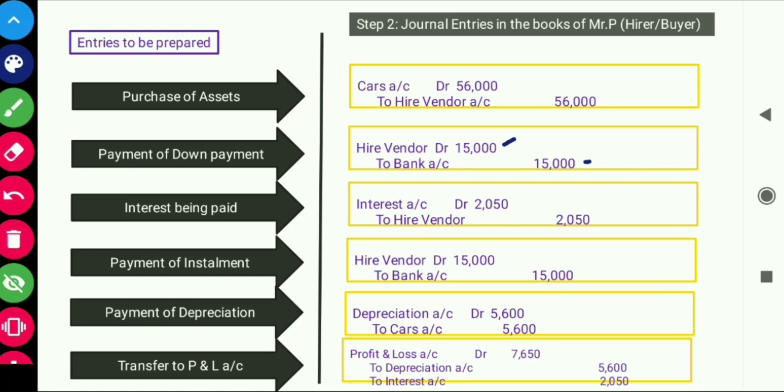This entry we are preparing to know our liability level. This entry is not prepared for payment of interest, because in a hire purchase system the interest is not separately paid to the hire vendor. In this calculation of interest amount, I used to say that the installment includes the cash price as well as interest. The interest is not paid separately. So in that sense, this entry is prepared to know our liability level, or to whom we have to pay the interest.